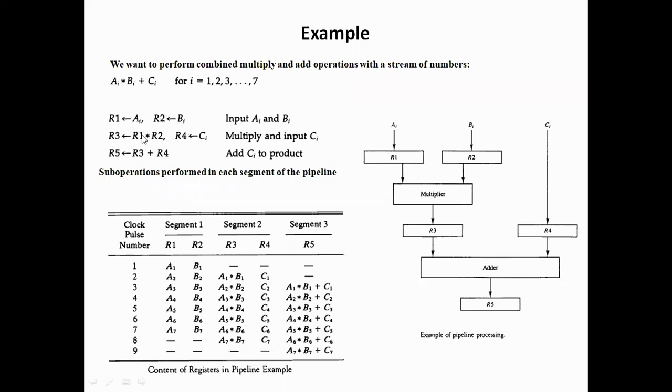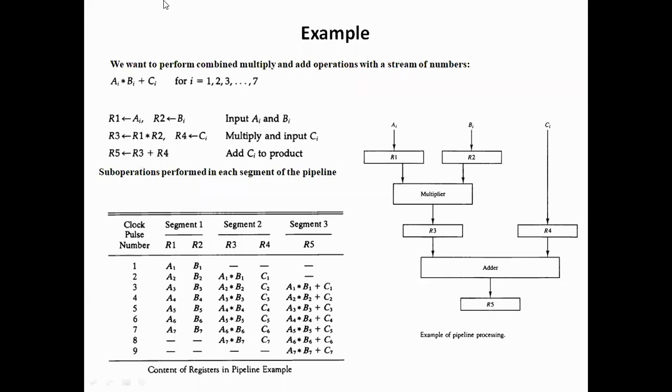Then in the next step, we will do the multiplication, because multiplication has a higher priority than addition. We will do R1 into R2 and then store the result in some other register, say R3. At the same time, we will take this C and put it in R4. So the second set will be the multiplication and this inputting of C. And this is the second set of operations.